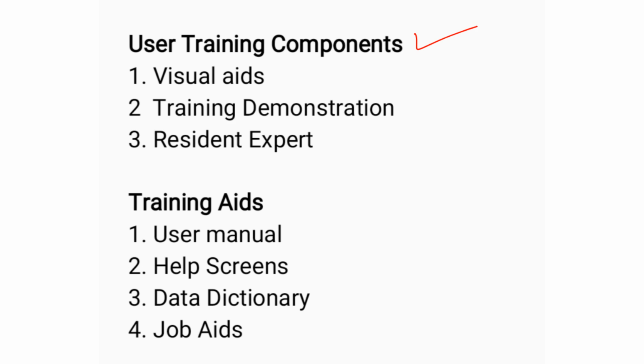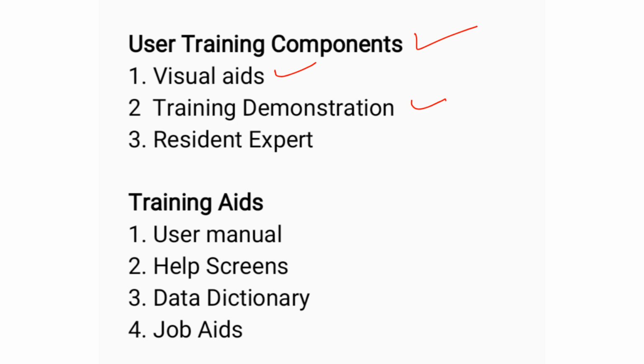Some crucial points that should be kept in mind regarding user training are, first, visual aids or visual support. Users prefer learning from demonstration. For example, in practical labs, the lab instructor will do a demonstration and you will follow. The same way here also, visual support should be there.